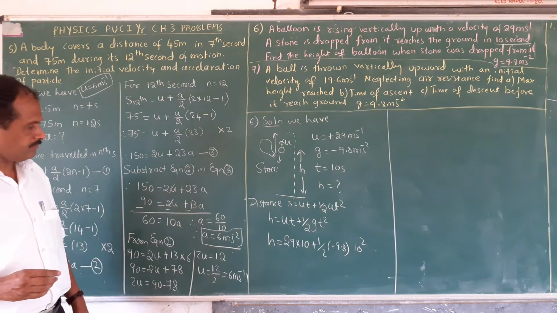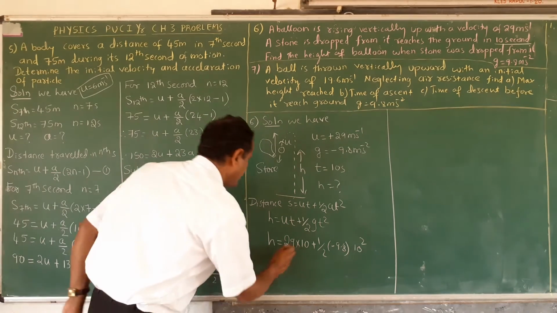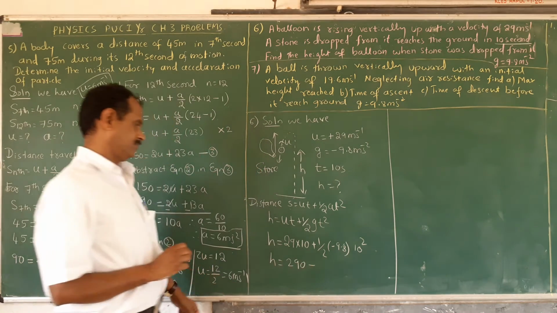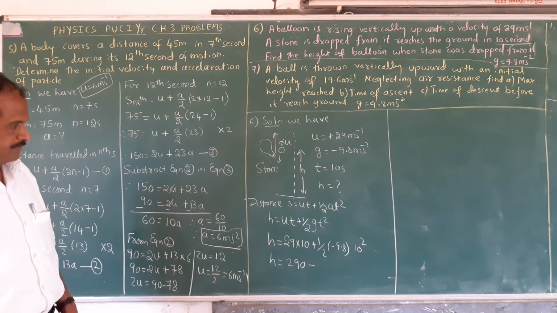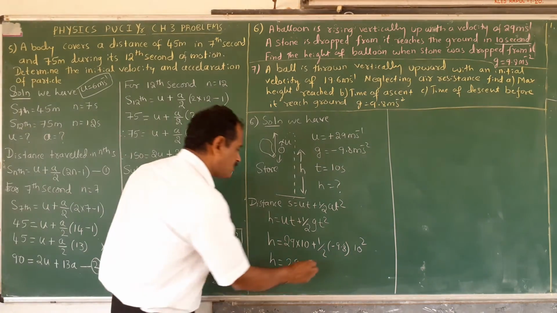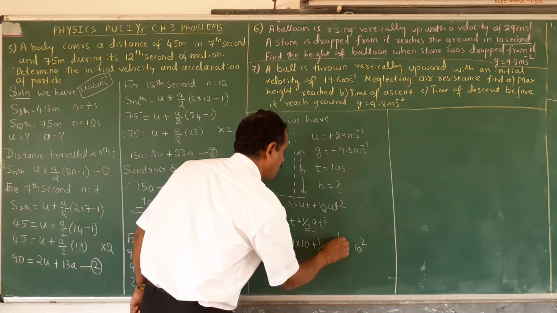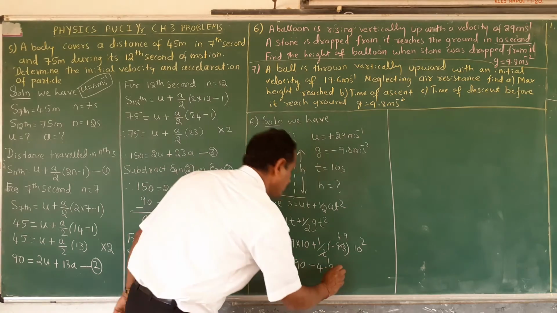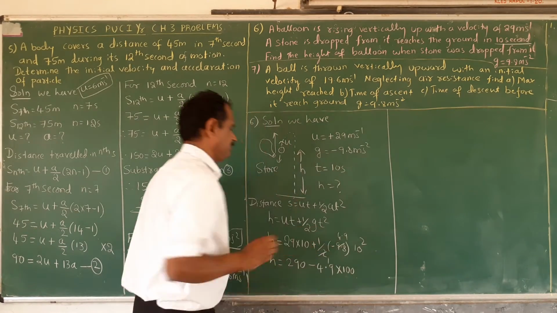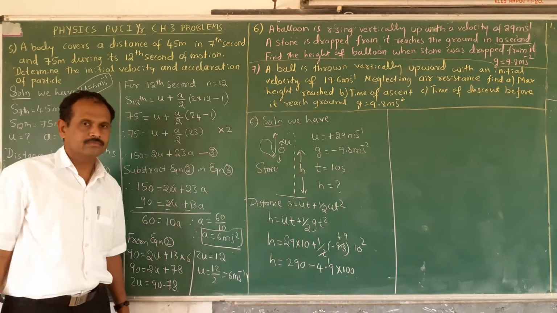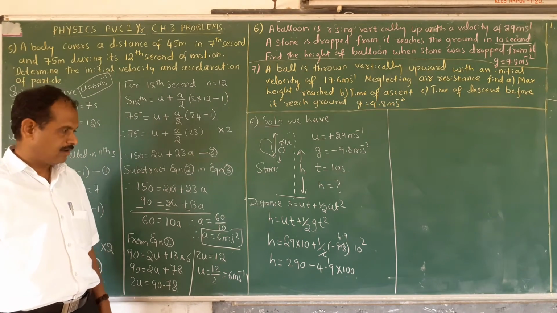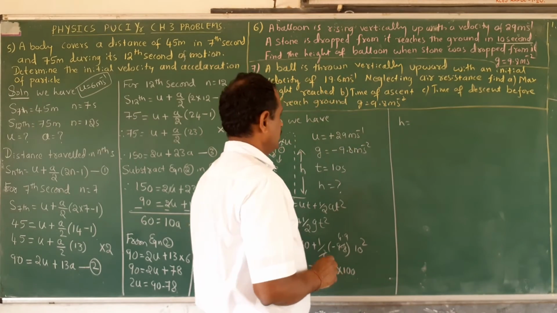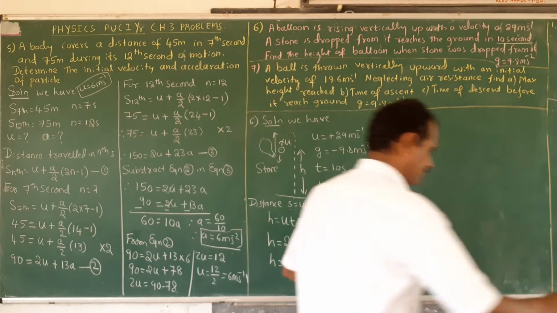Okay. Now 29 into 10, how much did you get? 290. This is minus. Fine. Now this is 4.9, into 100. Yes, whatever it is, h is equal to.